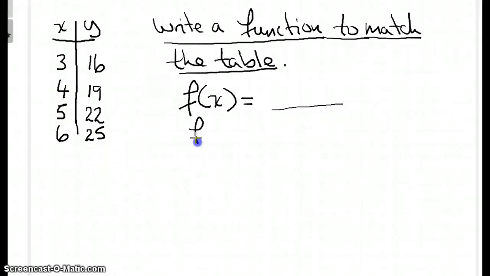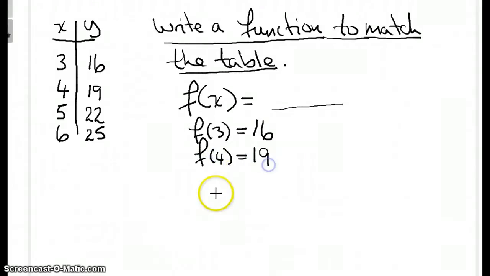numbers. So when I put in f of 3, I will get it to equal 16. When I put in f of 4, I need it to equal 19, and so on. So let's take a look at this. As x increases by 1, what happens to my y? Well, it increases by 3.